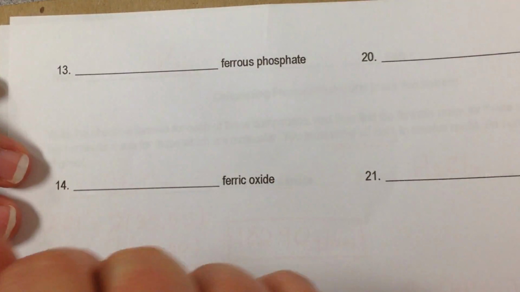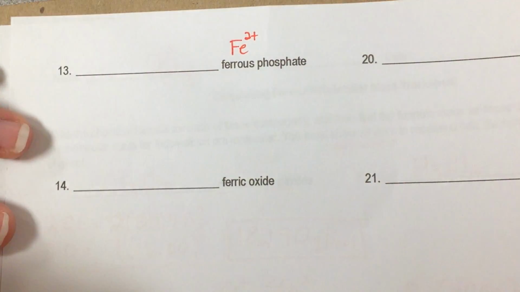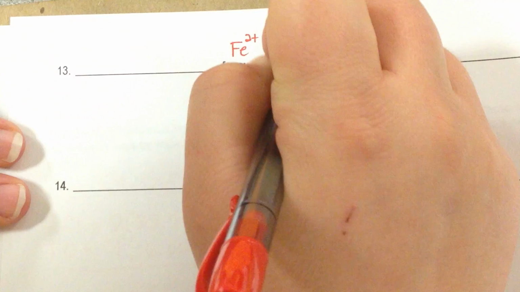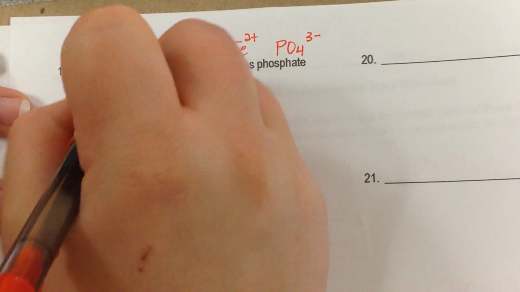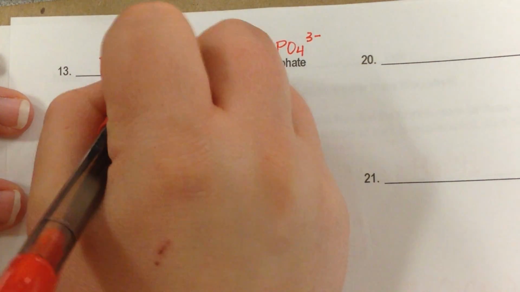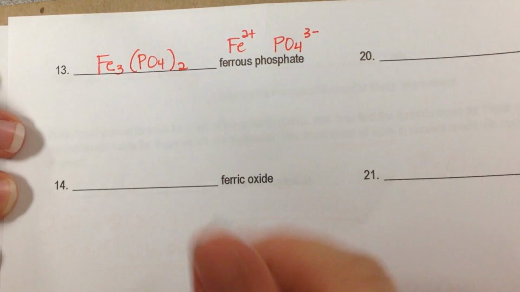Ferrous, OUS, this means it's the lesser charge. Fe forms a 2 and a 3, so the lesser charge is a 2+. Phosphate, polyatomic, PO4, 3-. So Fe3(PO4)2, the 2 goes on the outside because we do need 2 of those groupings.